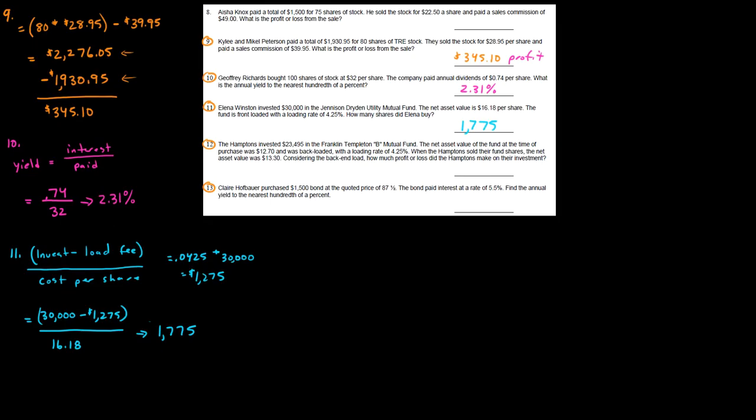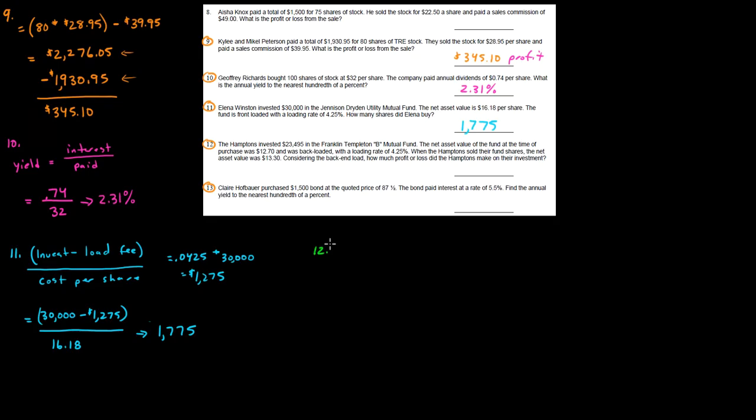All right, now what we've got is number 12. Number 12 says they bought this Franklin Templeton stock or mutual fund. It was 12.70 and backloaded with a load rate of 4.25%. When they sold their fund shares, the net value or the current price was 13.30. How much was the profit or loss?